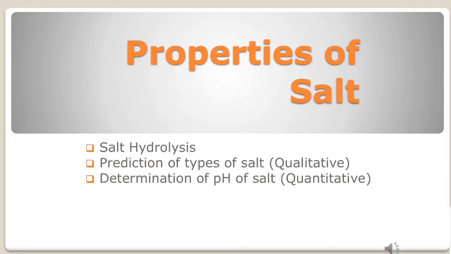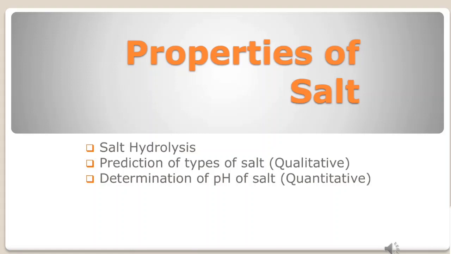We have to be able to predict the type of the salt qualitatively. We have to be able to determine or identify whether the salt is an acidic salt, a basic salt, or a neutral salt. And then we also need to be able to calculate the pH of the salt quantitatively to get the exact value of the pH of the salt solution that is produced during a reaction.